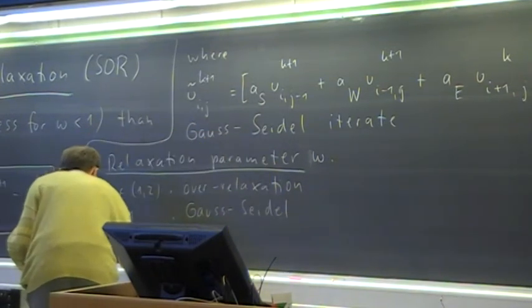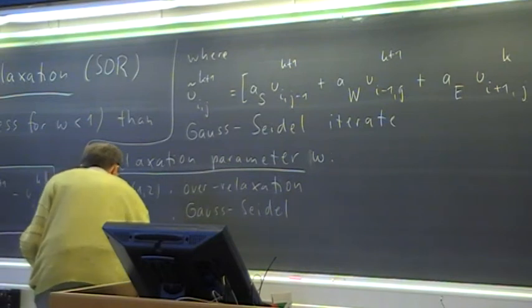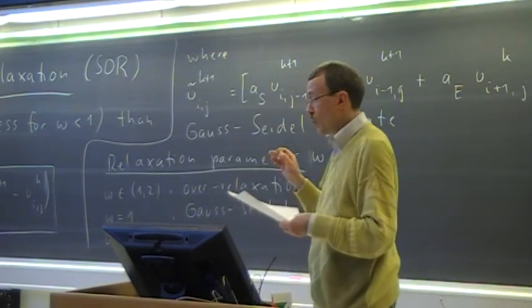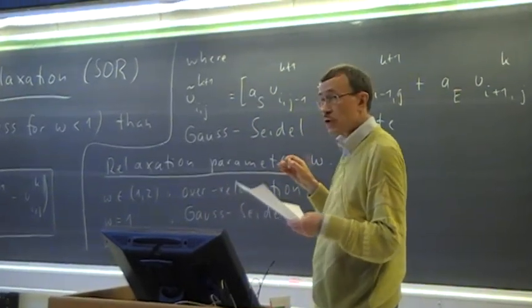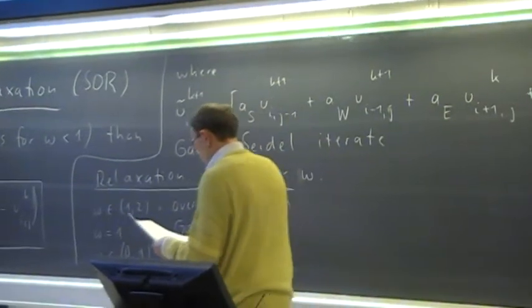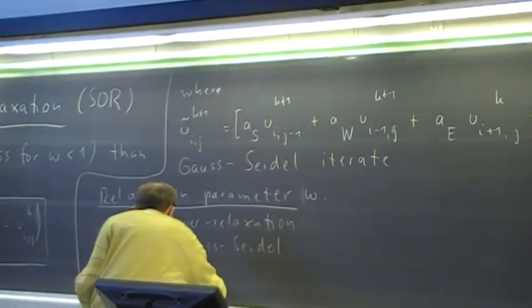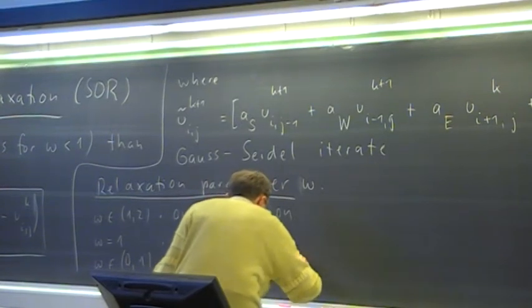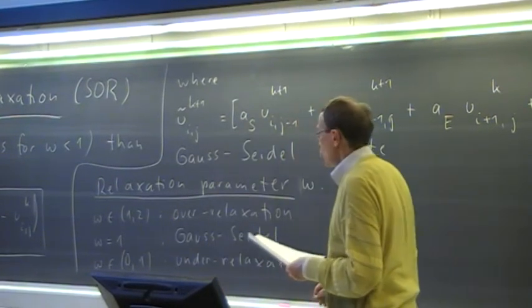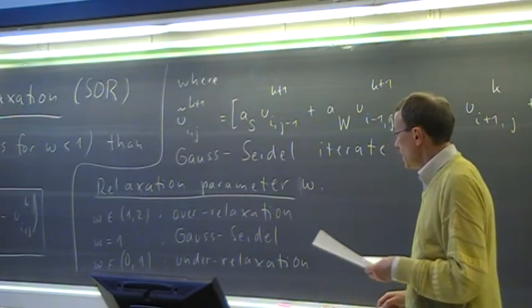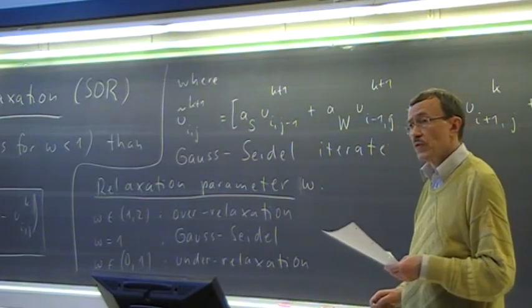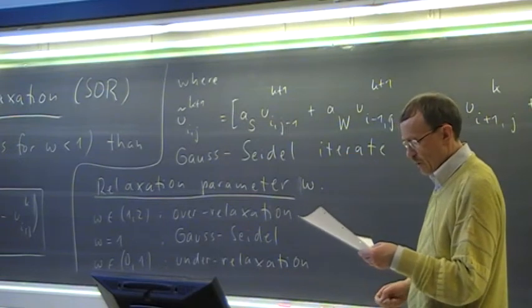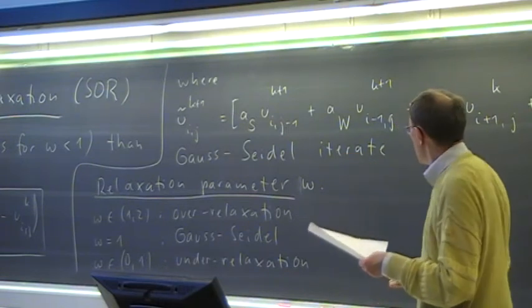There's also the choice omega between 0 and 1, because we need omega between 0 and 2. In that case, we would have under relaxation. That is usually not done for elliptic problems, but for implicit methods for hyperbolic problems. And for parabolics, they are somewhere in between, depending then on the problem.